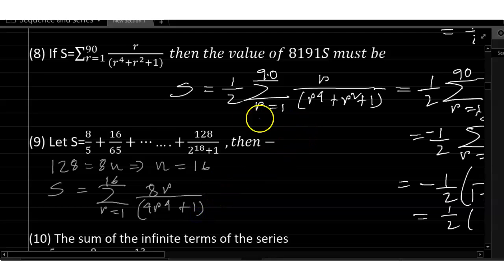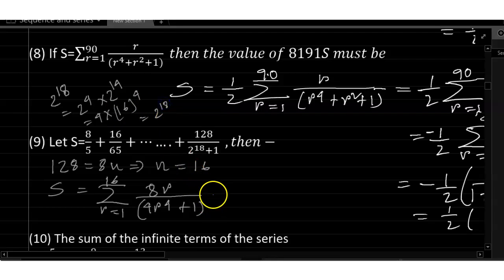because 2 to the power 18 can be written as 2 to the power 4 into 2 to the power 14. So it can be written this way, that 4 into 16 to the power 4 means 2 to the power 18. So I can write this equation this way. So this is a general term.